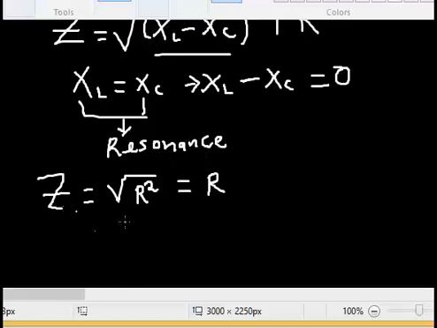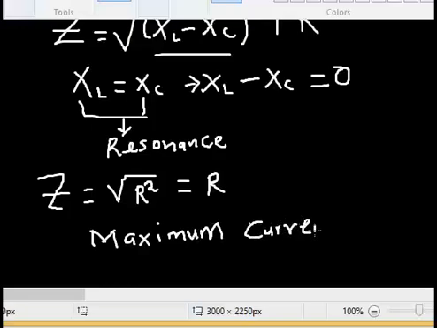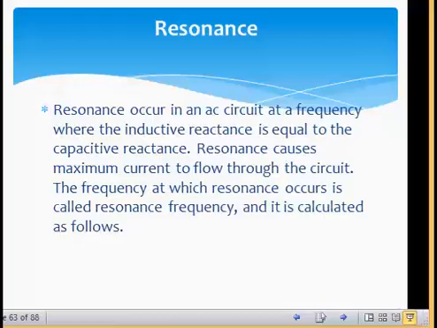Because the opposition to the flow of current has reduced, at that point you now have maximum current flowing through the circuit. So maximum current flows through a circuit that is at resonance, because inductive reactance is equal to capacitive reactance. Please take note of that. The frequency at which resonance occurs is known as the resonance frequency.